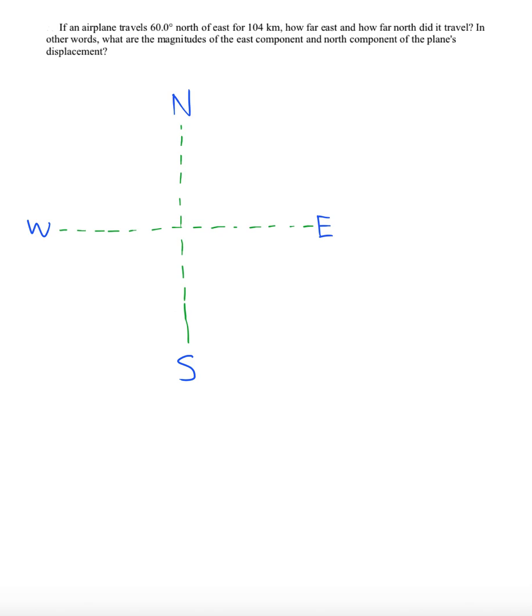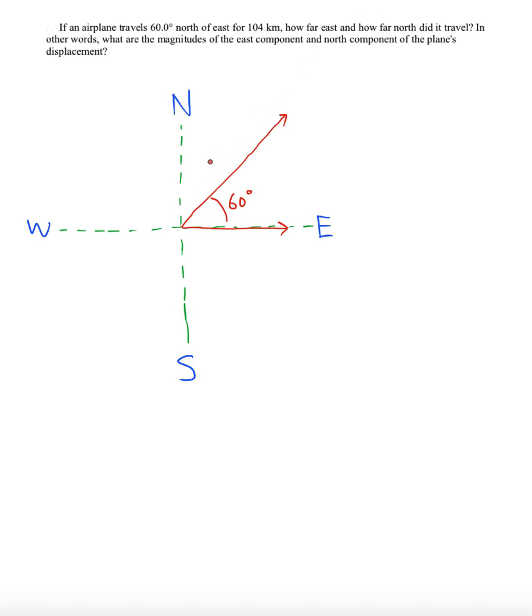And let's assume that our displacement starts from the origin and it goes 104 kilometers north of east. So first, let's think about ourselves going east. And then let's go 60 degrees from that direction, right? So the east direction would be this direction. We want to go 60 degrees north of that direction. That's what north of east would mean.